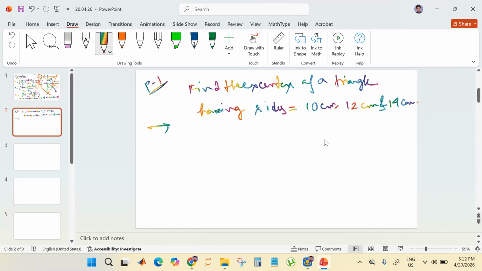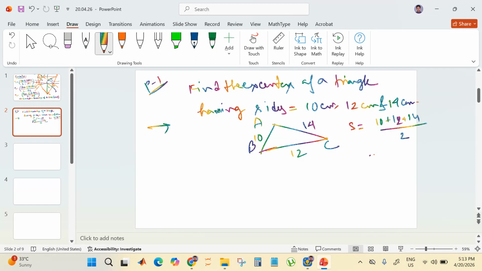Okay, so now I am resuming my new problem one. First problem: suppose a triangle ABC has been drawn, and AB is 10, BC is 12, and it's 14. Then first find S. What is S? S means the half perimeter. That means what? It is 18. S equals to 18 because 36 it is. 36 by 2 will be 18 centimeter.